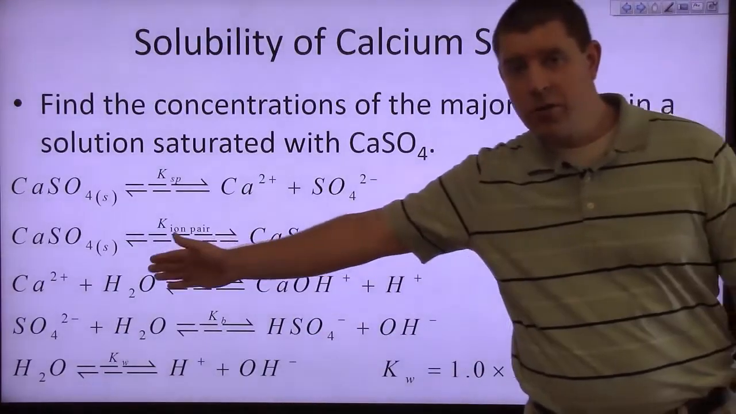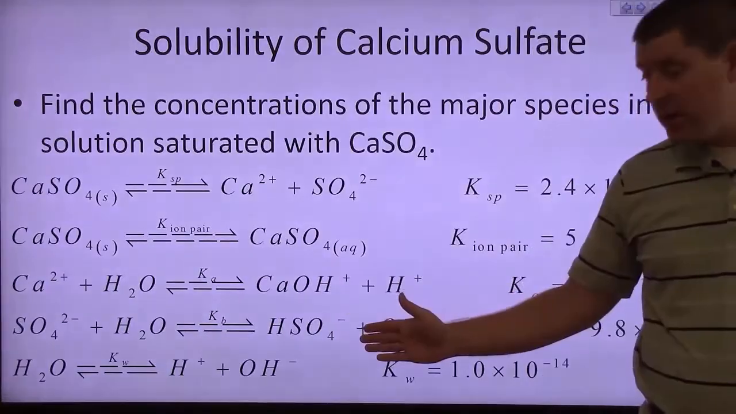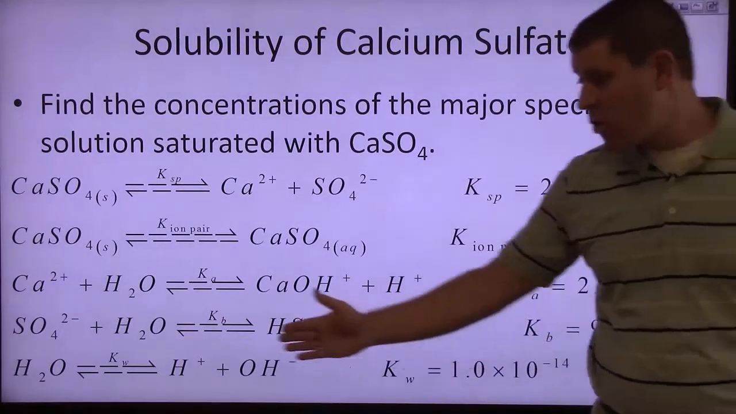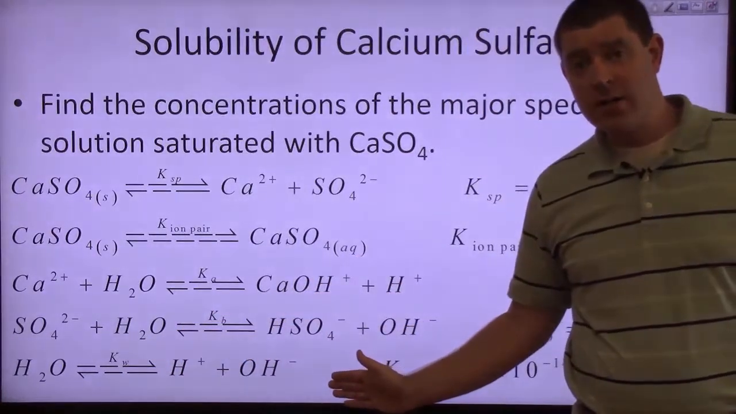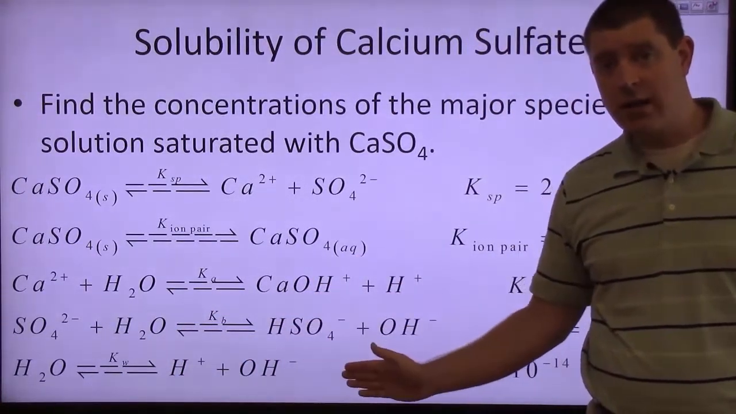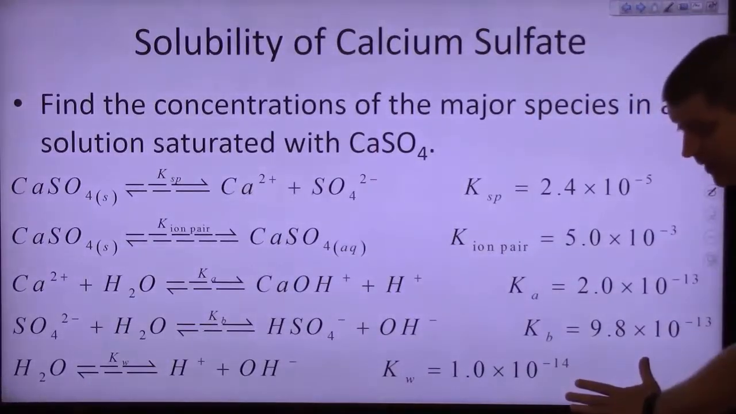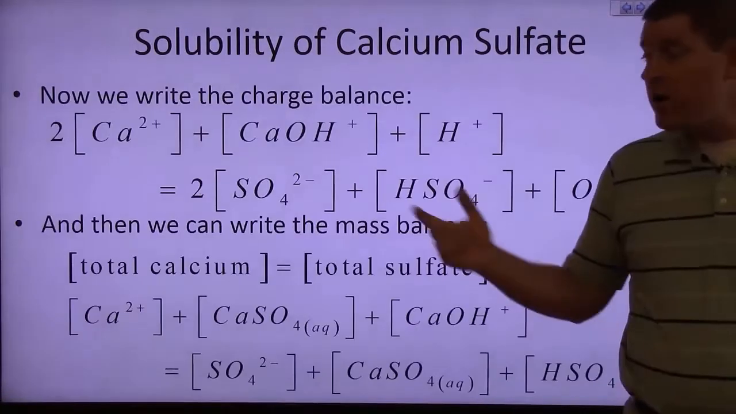We could have sulfate remove a proton from water to become the monohydrogen sulfate, also then giving us some hydroxide ions. And then, of course, we always have our autoionization of water into hydrogen ion and hydroxide ions. And so now we have 5 equilibria. We have 5 values for our equilibrium constants. So now let's write the charge balance.